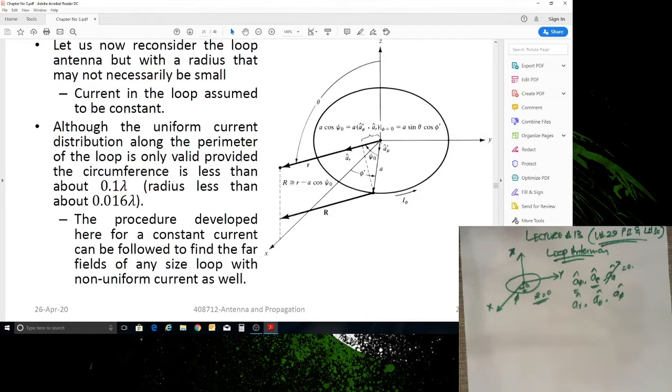So if you see this vector small r from the origin up till the observation point, and from this point on the loop up till the observation point, you can see that the small r is only this much segment more than capital R. So if we are able to find out the length of this segment, we would know how capital R is related to small r. So it would be basically capital R is equal to small r plus this segment.